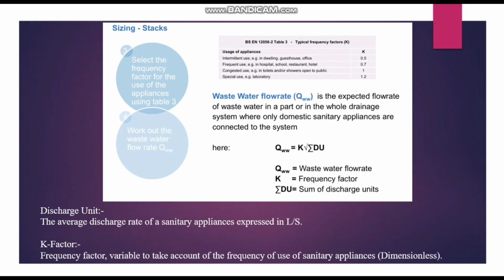Now we have a formula for pipe sizing, that means stack sizing. That is Q is equal to K into the square root of the sum of the discharge units. Here we have the frequency factor. As I told, the plumbing system and firefighting system design is based on probability. So here they have given the frequency factor.